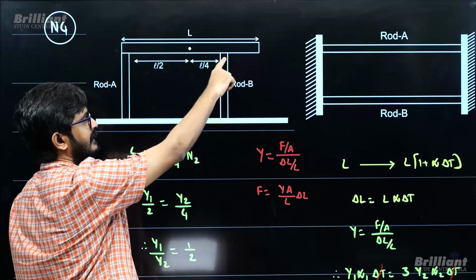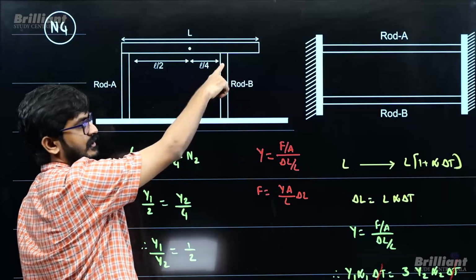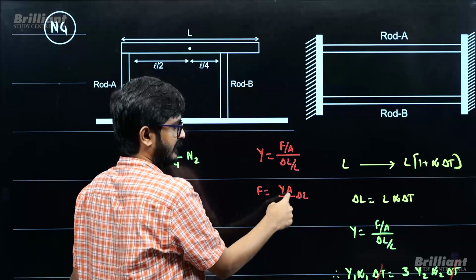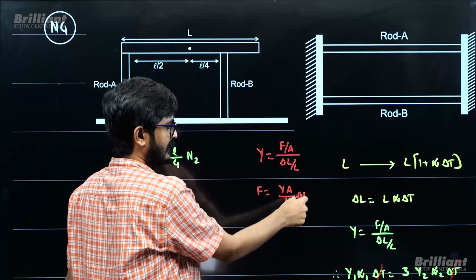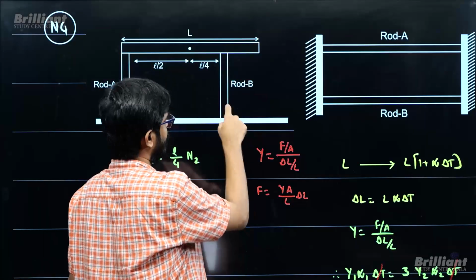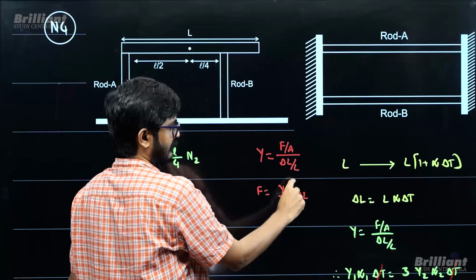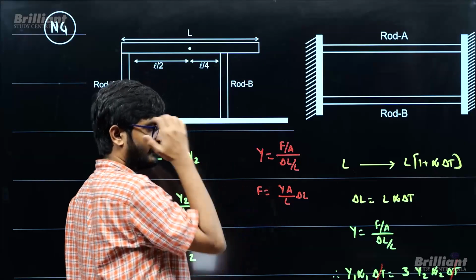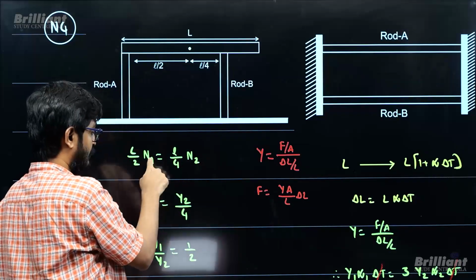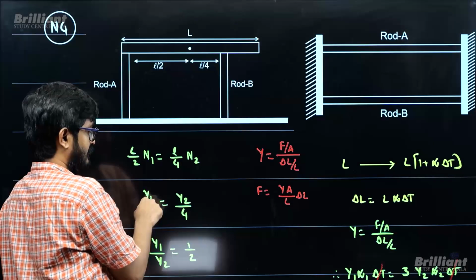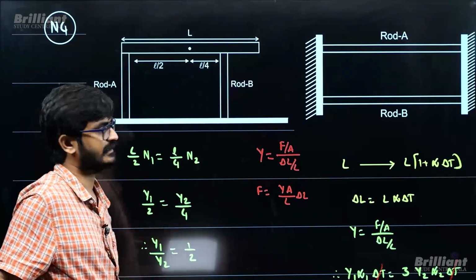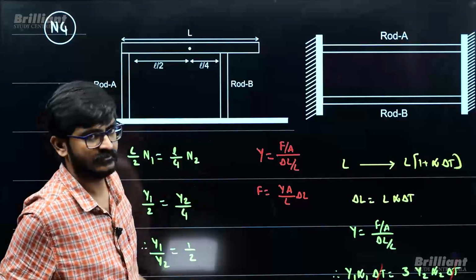Now how to get the force relation with Young's modulus for this guy? I know Young's modulus is stress by strain, so force will be Young's modulus into area by length into change in length. Now area and length are same for both the guys. Now change in length is also same, so force is proportional to Young's modulus, I can say, right? So Y1 by 2 equals Y2 by 4. So from here you will be getting the relation between Young's modulus.